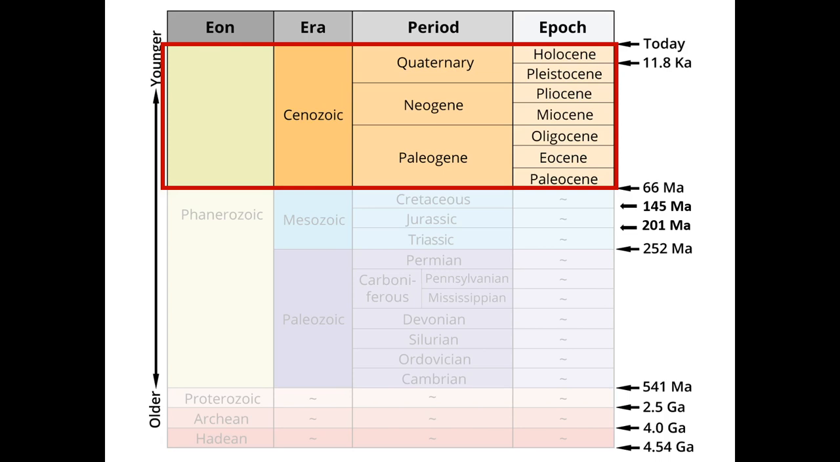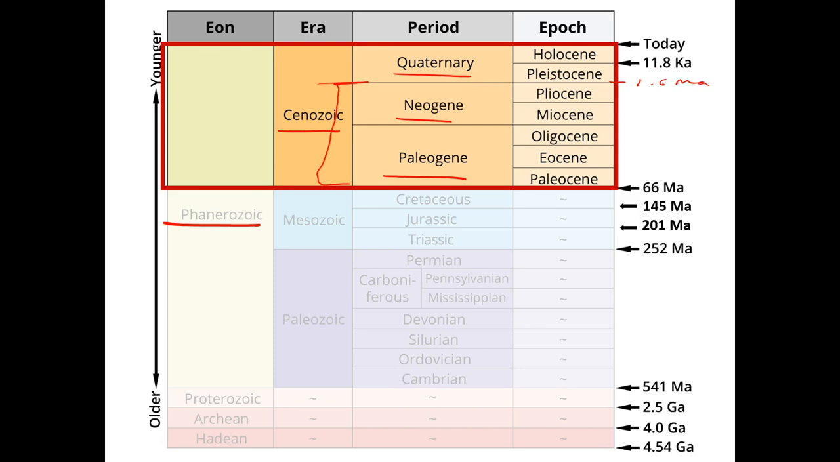So here we are in the Cenozoic era, the last era of the Phanerozoic Eon. We have three periods: the Paleogene, the Neogene, and the Quaternary. The Quaternary only started about 1.6 million years ago, so the vast majority of this time has actually been in the Paleogene and the Neogene.